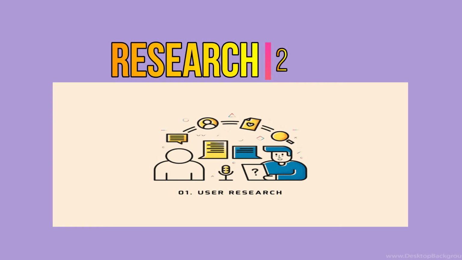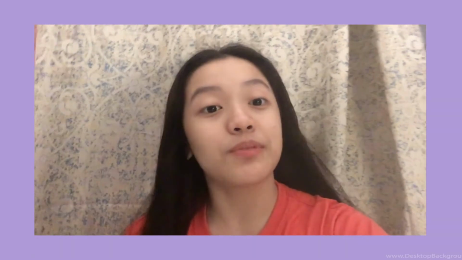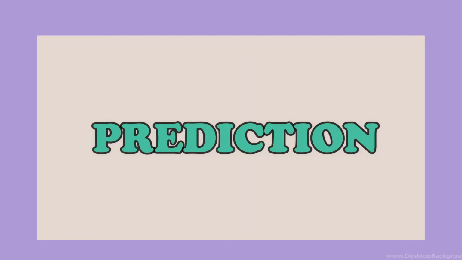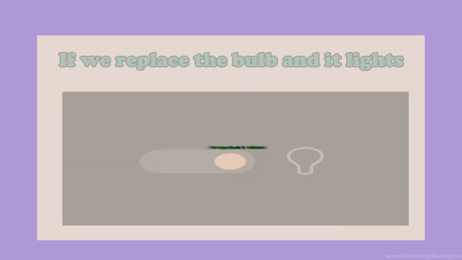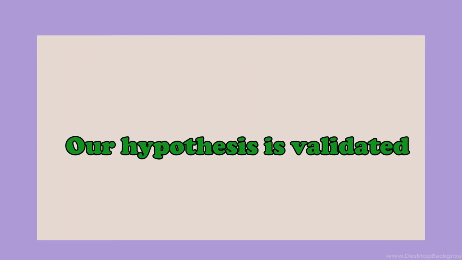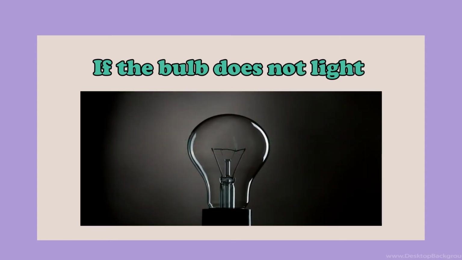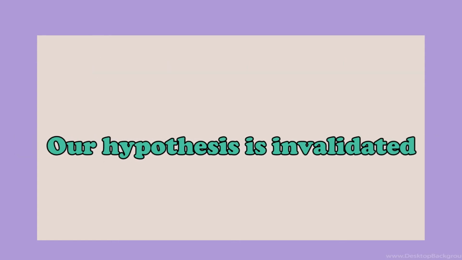Now, we will skip the scientific method of research because the given problem is already easy for you to predict. Let's go to the next method. The hypothesis. As a scientist, let's say the reason why the light bulb did not work is because it is blown. And our prediction is if we replace the bulb and it lights, then our hypothesis is validated. If the bulb does not light, then our hypothesis is invalidated.